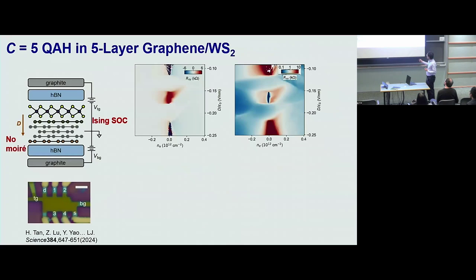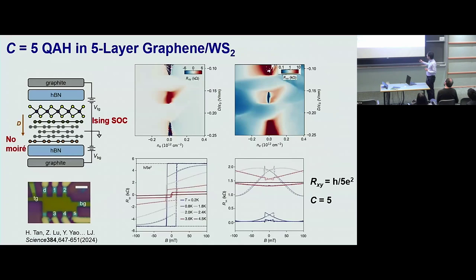And if you park at the middle of this region and sweep your vertical magnetic field back and forth, you're going to get this kind of magnetic hysteresis where the Rxy is quantized at h/5e². Remember that integer tells you how many channels you have on the edge. h/5e² tells you it's a Chern number equals 5 state.